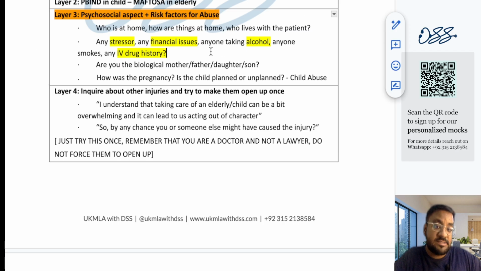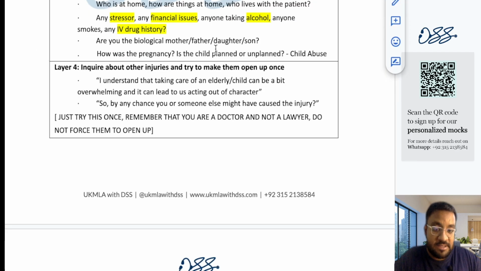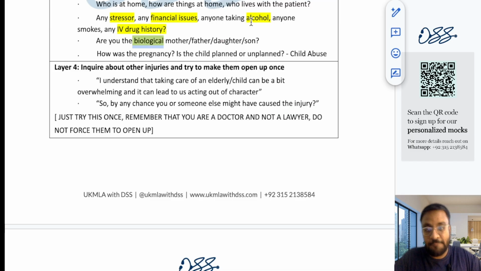Then you got to ask if they are the biological mother or the biological father or the biological daughter or the son. You got to see whether they are related biologically to that particular patient or not, because if they are not biologically related, then there is a higher chance that they may be abusing. Somebody who is not biologically related to the patient and is living at home may be abusing the elderly person, or may be abusing the child. So you need to check whether or not they are related by birth.